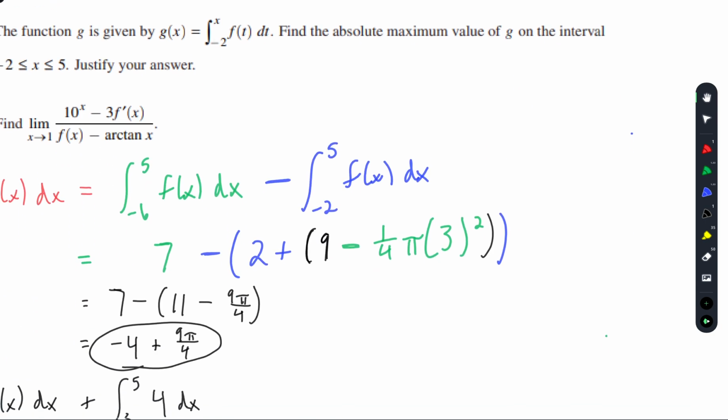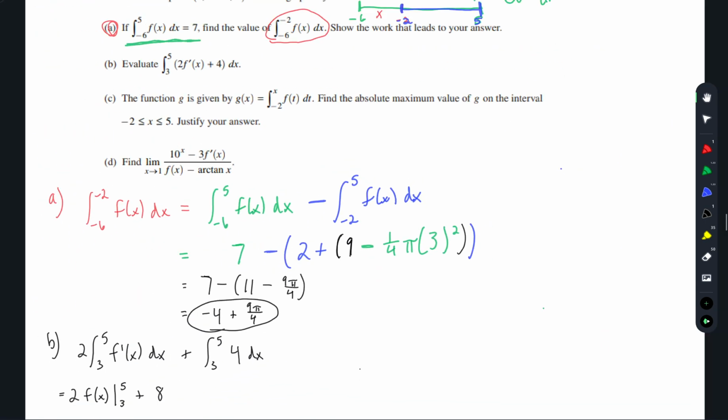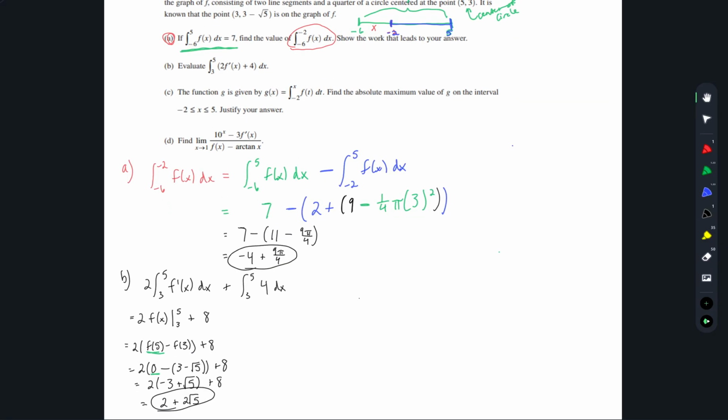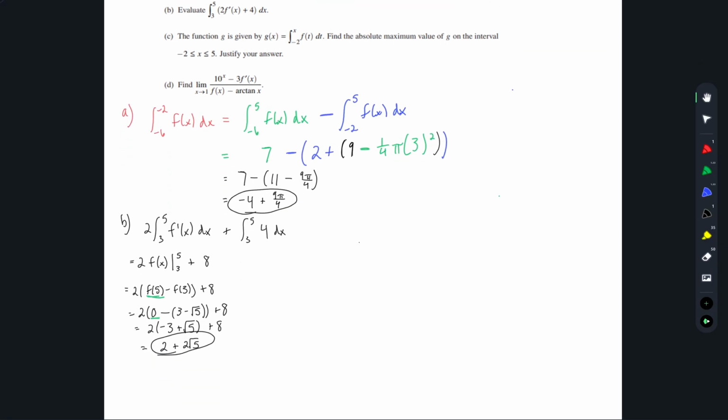All right, last but not least, we'll be good after this, is C. Where do I want to write this? Function g is given by the function blah, blah, blah. Find the absolute maximum value of g on the interval.